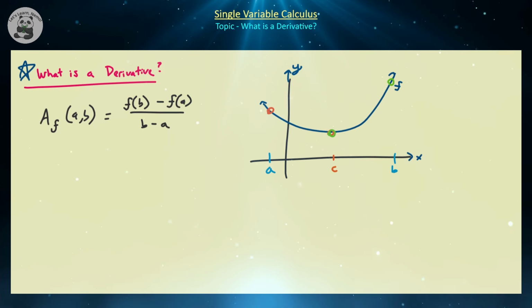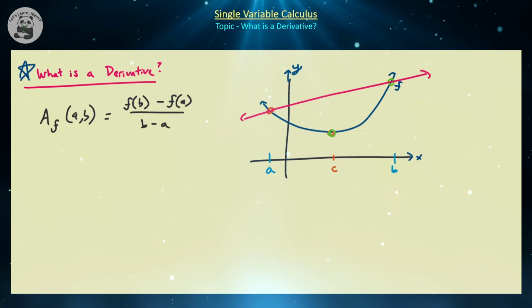But if we were to connect these points a, f of a and b, f of b with a line, then the slope of that line we see is positive. So we say that on average the function is increasing on the interval a, b, and the slope of that line can be generated from this average rate of change formula here.